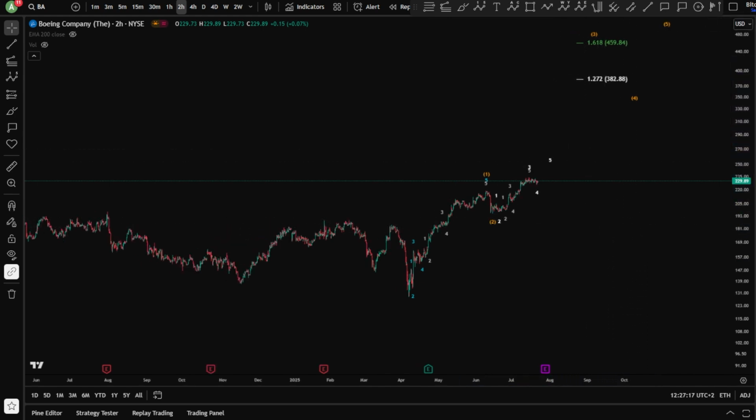So yeah, we're gonna see step by step, of course, how it's going to unfold and what it's going to be the next price action for Boeing. But targets are potentially first around the 382 and the 459 for Boeing. That was it for Avgo, Super Micro computers, and also Boeing.